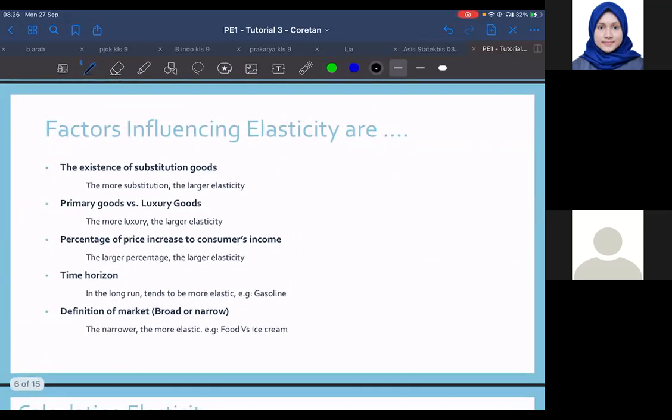Okay. Now, these are the factors that influence elasticity. The first is the existence of substitution goods. The more substitutions, the larger the elasticity. Why is it that the more substitutes there are, the more elastic it is? This is because maybe we are in a market for snacks, snacks like Lay's, Doritos, or anything.